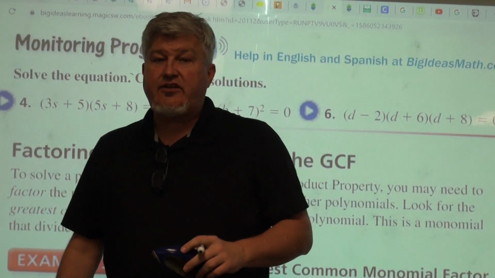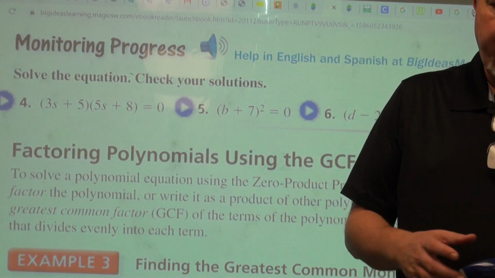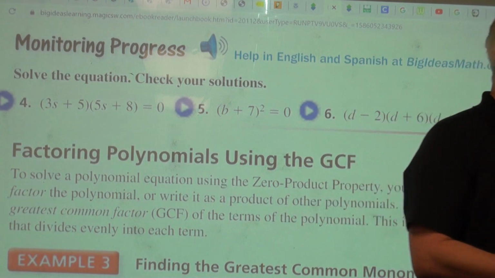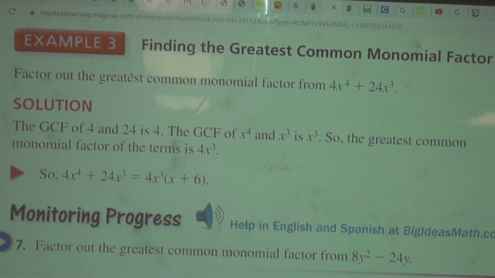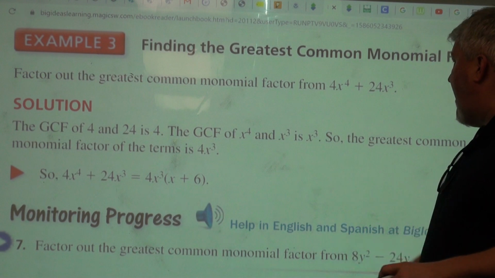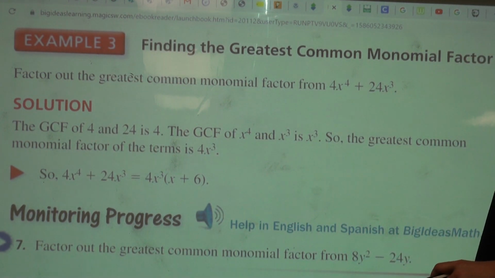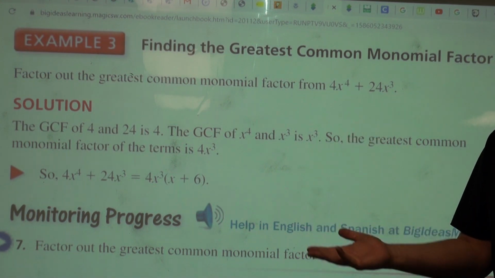We'll work on some practice sheets together in class this week, so if you're confused a little bit, I think it won't take you long to catch on. All right? Example 3. Find the greatest common monomial factor. So this says factor out the greatest common monomial factor from 4x to the fourth plus 24x cubed. I think we've kind of been doing some of this when I've wanted you to reduce things.